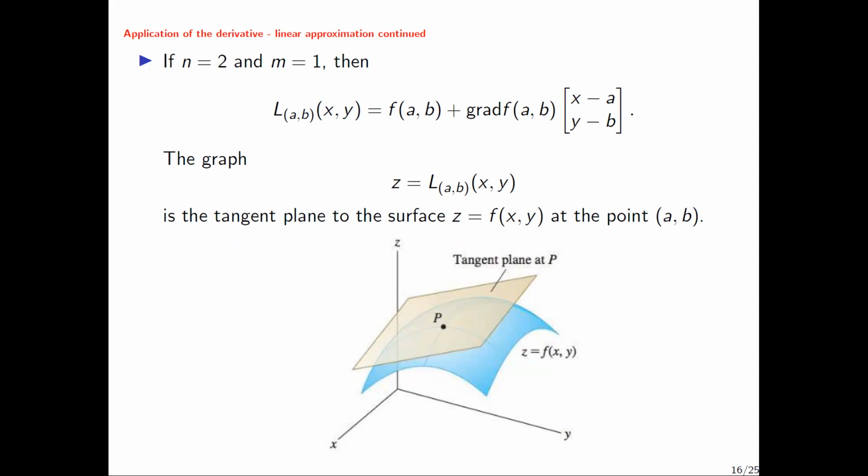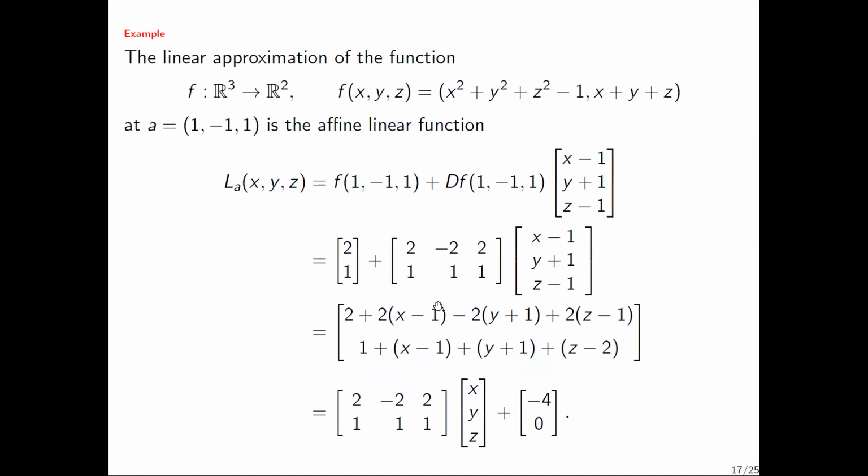So we could draw a nice picture only when n is equal to 2 and m is equal to 1. If n was 3, then we would need 4 dimensions to draw such a picture. So this doesn't go through. So only n is 2 and m is 1 could be visualized. And here is one example. So we have a function of 3 variables mapping into R to the power of 2. And here is the calculation of the linear approximation.